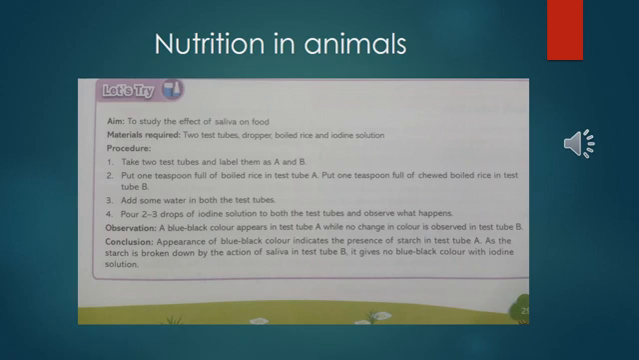Here we are going to discuss an activity where we can find what will happen if saliva mixes with the food. In our previous slide, I already discussed that in our saliva an enzyme is present, and the enzyme name is salivary amylase, which when it acts on the food, we can feel the taste. Now we are going to study the effect of saliva on food, and to perform this activity we require two test tubes, a dropper, boiled rice and iodine solution.